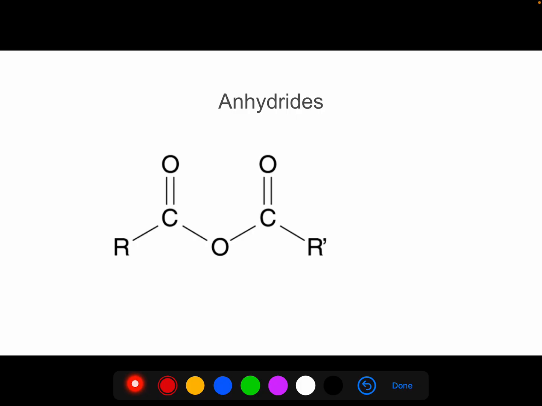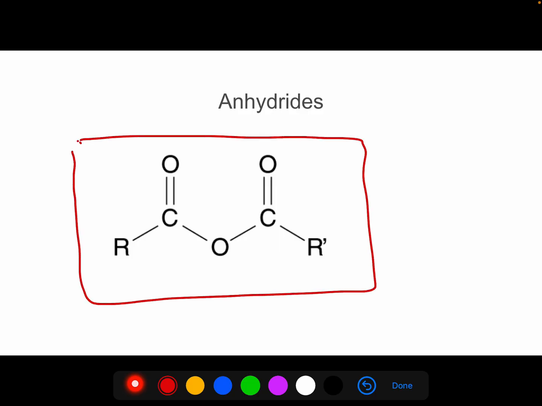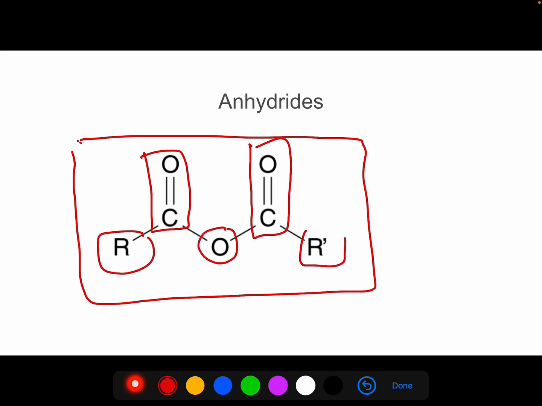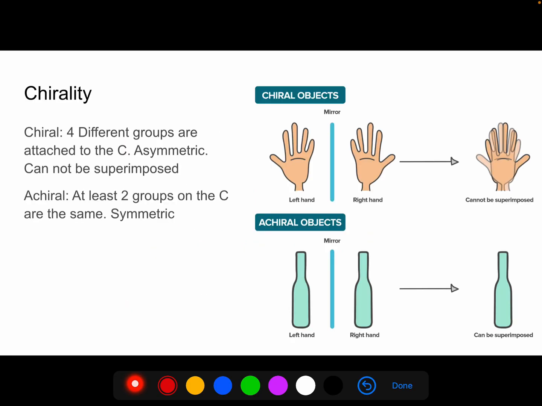Okay, then we have the group of anhydrides, and the only question that you will have with this is to match which one is the anhydride. So you need to know the formula of the anhydride. You have 2 carbonyl carbons, O in between, R on both sides. There is no other compound that will contain 2 carbonyl carbons. So if you see 2 carbonyl carbons in one molecule, that means it's an anhydride.